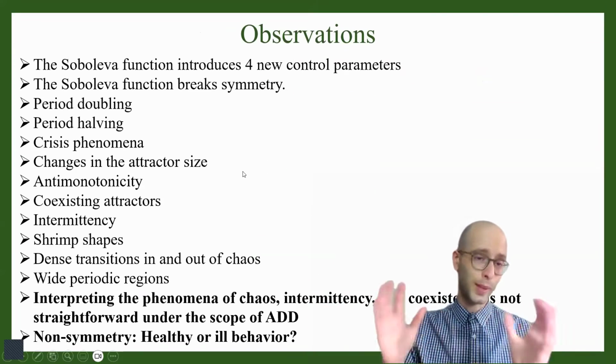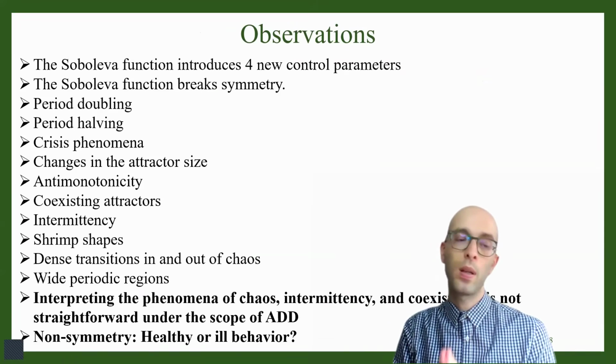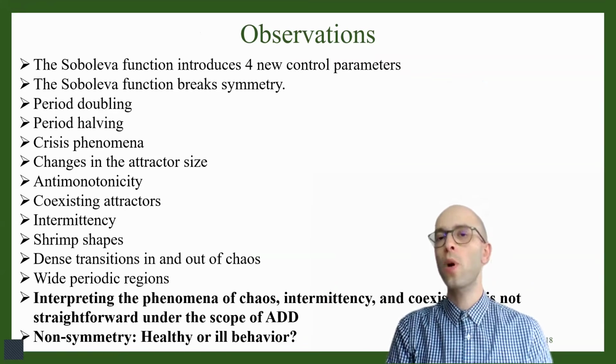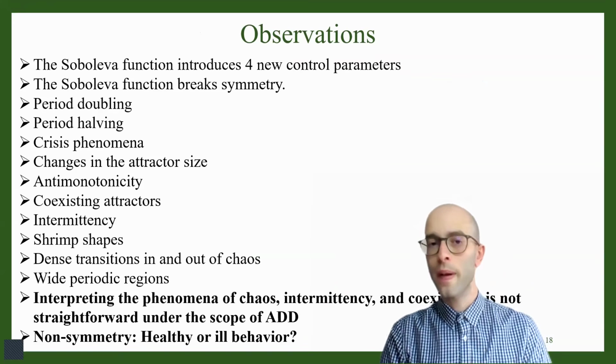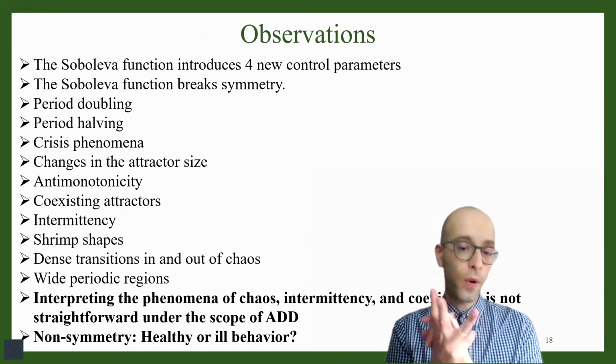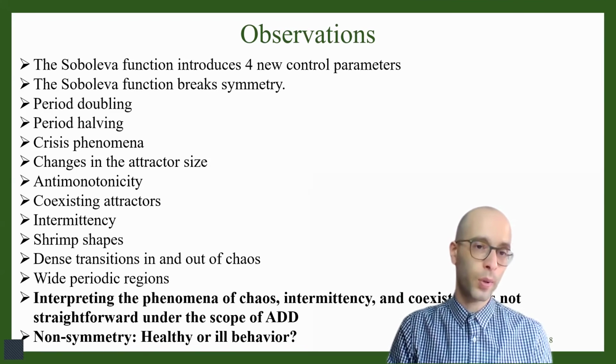So overall, what we did, we broke the symmetry in a model of an artificial chaotic neural network with two neurons using the Soboleva function. The Soboleva function is a symmetry breaking function. It's an asymmetric function. It has four control parameters. So we added four degrees of freedom to the system, which is very important.